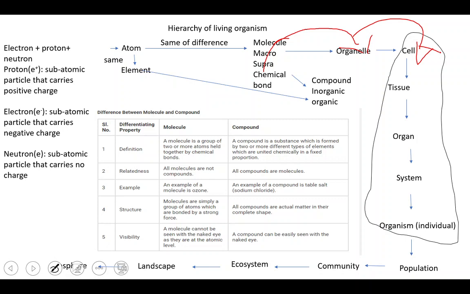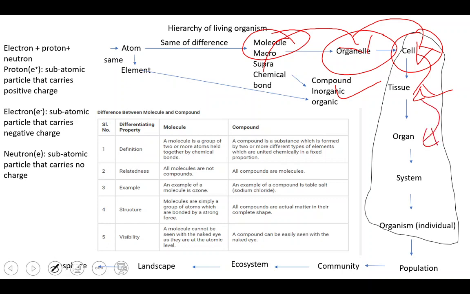The cell that we are talking about is not a prison cell. I must let you know that you cannot see organelles with your eyes. You cannot see molecules with your eyes, but a compound, you can see it with your eye. Even a cell, you cannot see with your eye, but you can see tissue with your eye. Examples of cells are amoeba, paramecium, and most of them like that. A group of cells come together to form what we call tissue. A group of tissues come together to form an organ. A group of organs come together to form a system, and many systems come together to form what we call an organism.